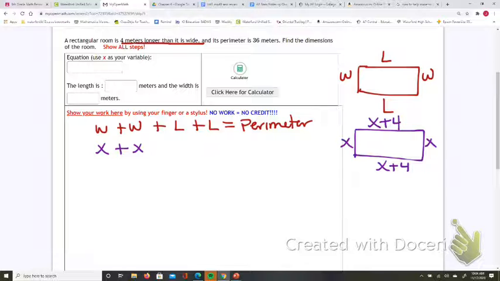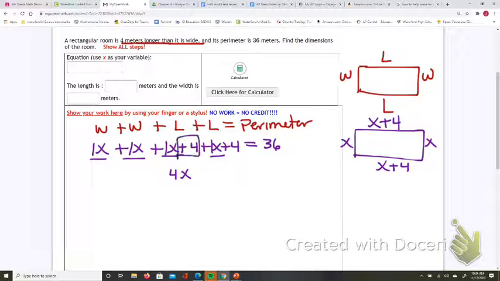So now we have X plus X plus X plus 4 plus X plus 4 equals, and then it says the perimeter is 36. Okay, our next step is to combine all of our like terms. So we have a 1x, 1x, 1x, and 1x. So we need to combine all those x's. Well, we have 4 total x's. Okay, then we have to combine our 4's. So 4x plus 8 equals 36.